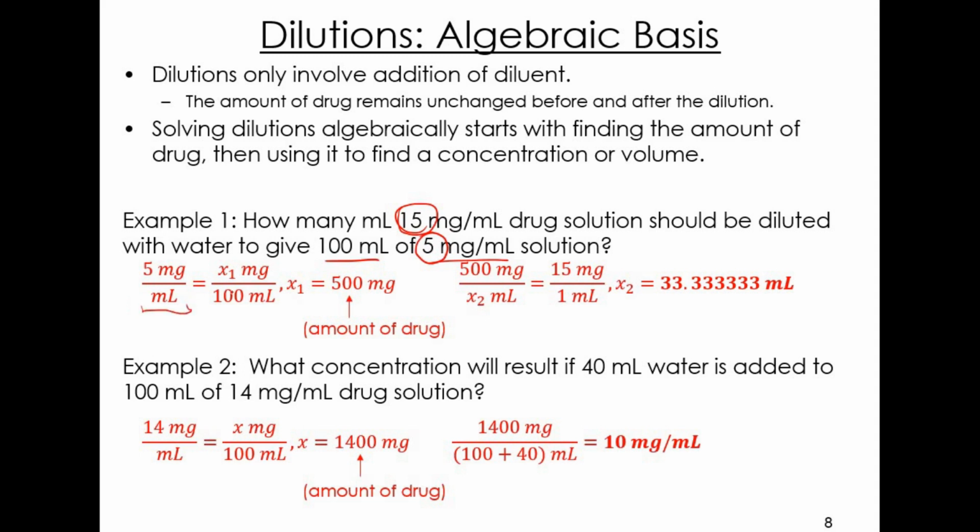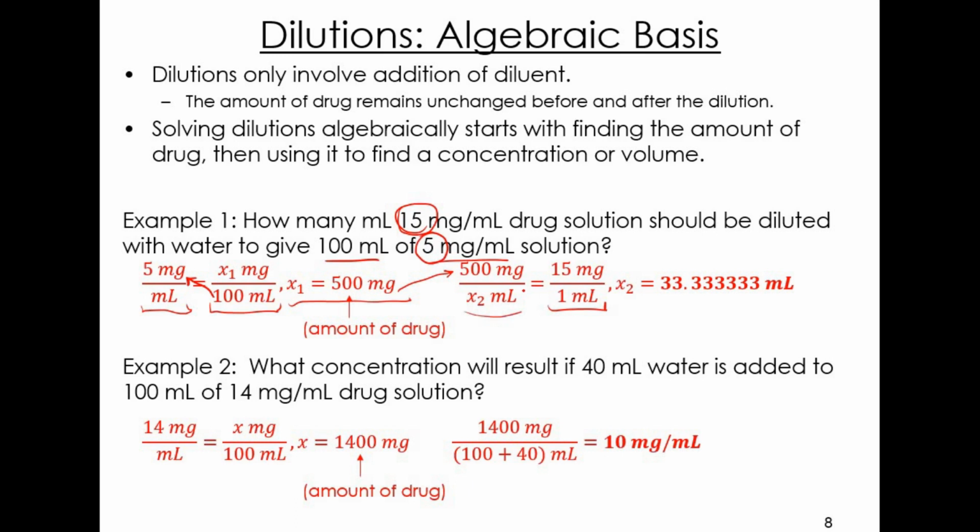There's 5 mg per mL. We want to know how many milligrams are in 100 mLs of the solution. We can cross multiply and we see that there are 500 milligrams in the 5 mg per mL solution. And there will be the same number of milligrams in the 15 mg per mL solution.